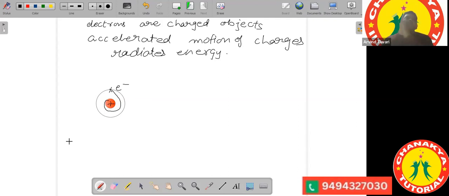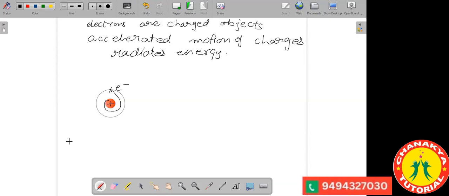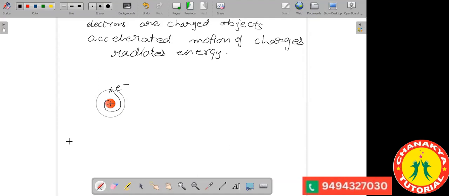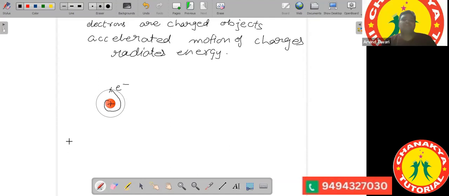So the problem with this model was that Rutherford could not explain the stability of the atom, how the atom is stable. If the electrons are revolving around the nucleus, how are they stable in their orbits? How are they not moving into the nucleus? They don't radiate energy. So why don't they radiate energy? Since it is an accelerated motion, why are they not radiating energy? Orbits, they're like discrete. How can you say that orbits are discrete then?